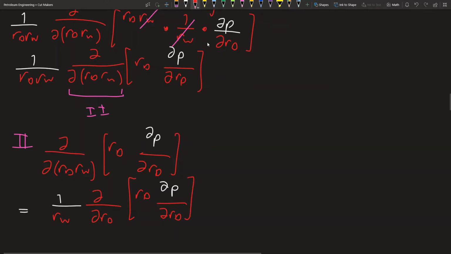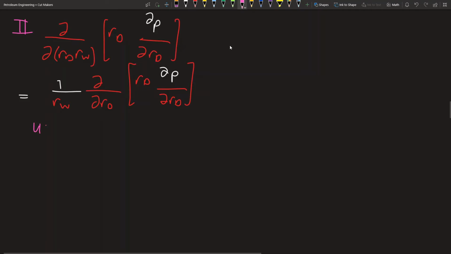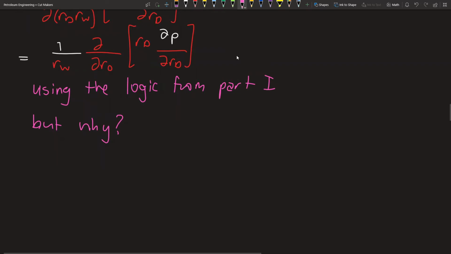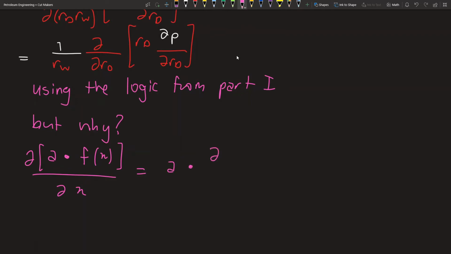So you can actually rewrite this again, as I mentioned, using the logic from part capital I. But why? Why is this allowed? Why can we do this? So typically you will have seen something like this. ∂ of A times some f of x over ∂x will result in A times ∂ of f(x) over ∂x, where A is some constant.